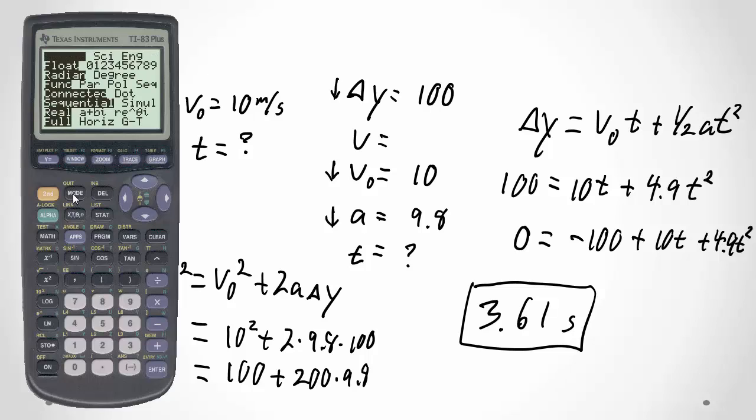Let's get out of the solver. Quit. Alright, so 100 plus 200 times 9.8, and then we need the square root of that whole thing, so I'm just going to do it to the power of 0.5. So we get a velocity of 45.387.